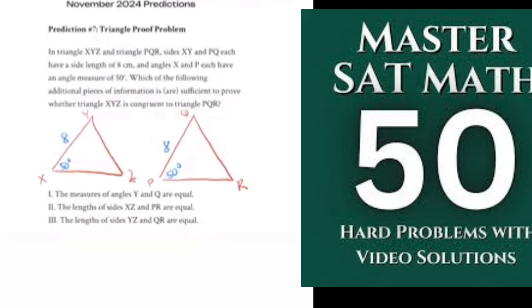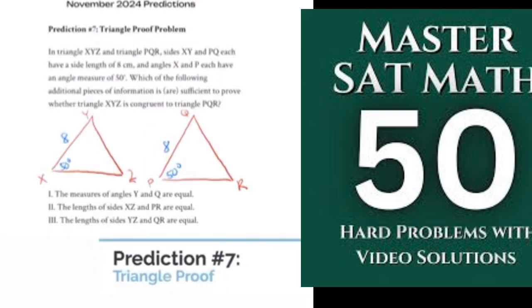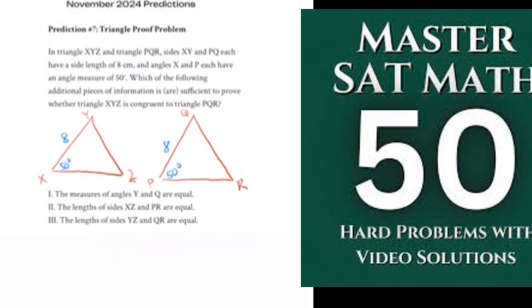All right, guys, my 7th prediction is that you're going to have a triangle proof problem. So I've already on this problem copied down the pictures. Of course, they're not drawn to scale. By the way, I suck at drawing. I can't even draw stick figures. I swear, you guys, it's really, really bad, but I tried my best here.